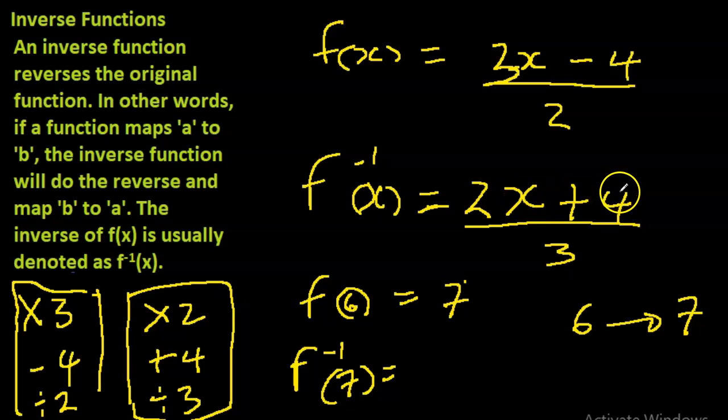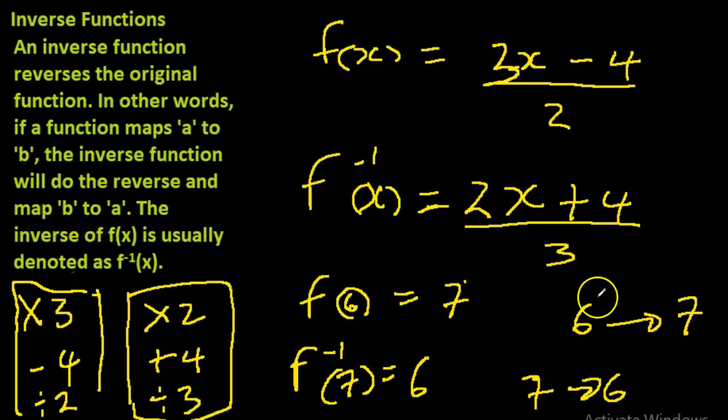14 plus 4, that's 18. 18 divided by 3, that's 6. So this function maps 7 to 6. So that's what we mean here when we say if a function maps A to B, then the inverse function will do the reverse and map B to A. So you switch it. Alright?